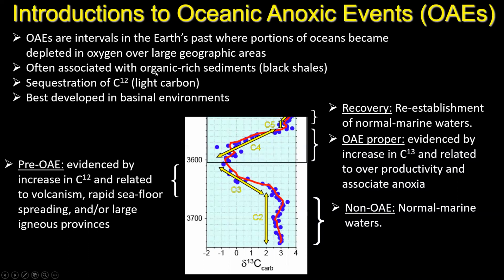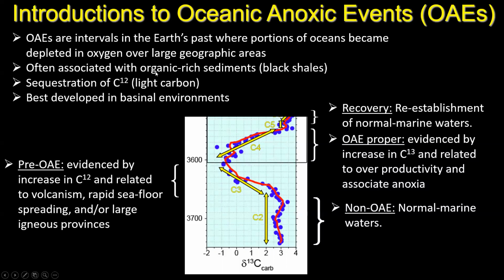OAEs are intervals in the Earth's past where portions of oceans become depleted in oxygen over large geographic areas. They are commonly associated with organic-rich sediments such as black shales. However, in the NA well, this is not the case. The OAE itself is characterized by the sequestration of light carbon, or carbon-12.